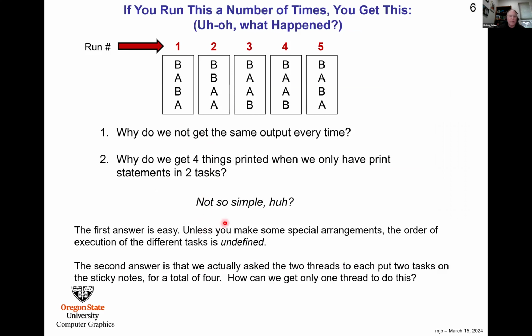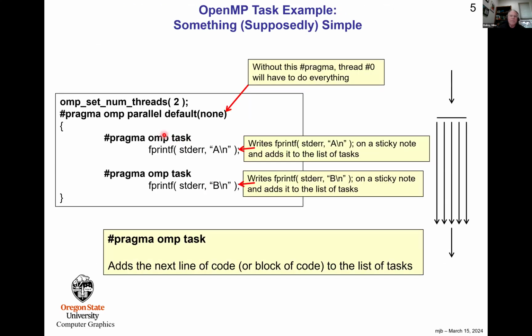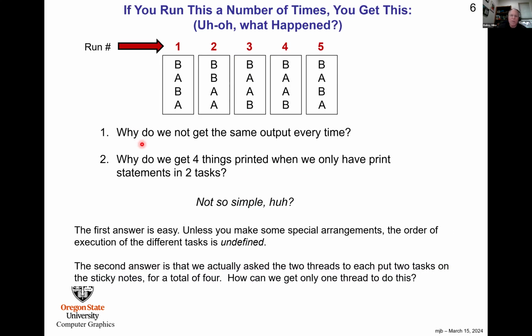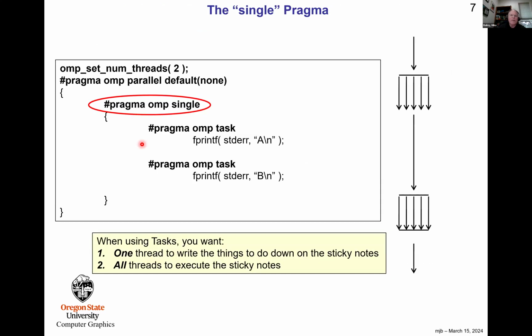It's because the order of execution is undefined. The second answer is that we asked for two threads here. We created two threads and we slapped two tasks out there, and so both threads got each task. Well, that's not what we wanted. So how do we fix this?